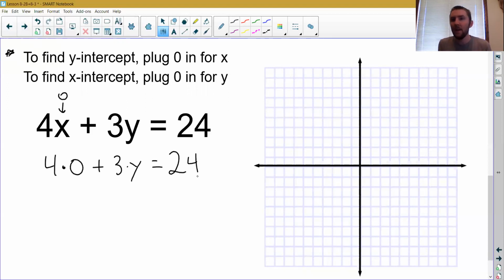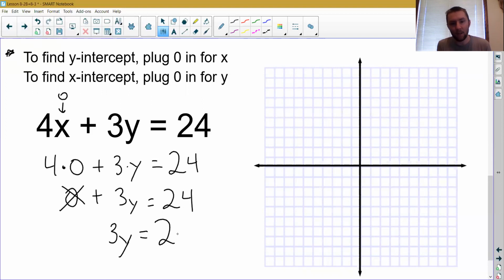And I'm going to do algebra to try to figure out what the y value has to be. Well, 4 times 0 is just 0, right? So 0 plus 3y is equal to 24. But does it matter that I'm doing 0 plus 3y? No, because that just equals 3y. So this 0 is just gone, and then I don't need the plus sign anymore either. So my equation now says 3y equals 24, and I just have one step to solve for that y value, dividing away the 3, and I end up at y equals 8. Okay, y equals 8. 24 divided by 3 is 8.